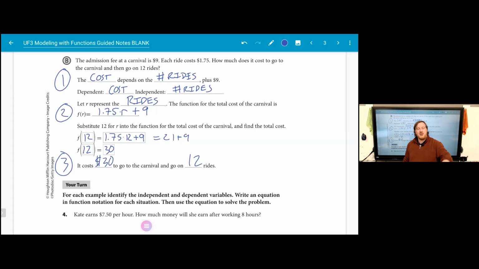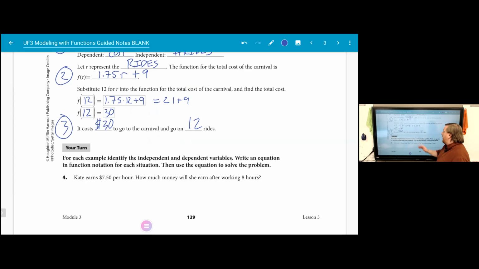Okay, what I want you guys to try right now is your turn. For each, once again, identify the independent and dependent. If you can, write it out as a statement. The dependent depends on the independent. The blank depends on the blank. Write an equation in function notation, step 2. Step 3 is to use the equation to solve the problem. Kate earns $7.50 per hour. How much money will she earn after working 8 hours? Pause and see what you can do.